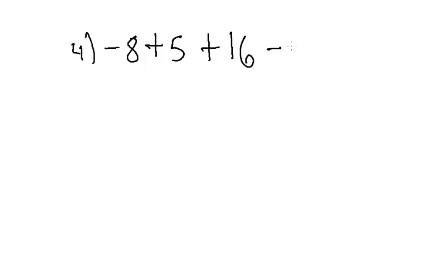Last exercise will be minus 8 plus 5 plus 16 minus 13. So we work with the first 2 and then with the last 2. So let's begin with this one. Minus 8 plus 5. They have different signs, so I subtract them and I copy the sign of the greatest. The greatest is minus 8. The sign is minus. 8 minus 5, 3.